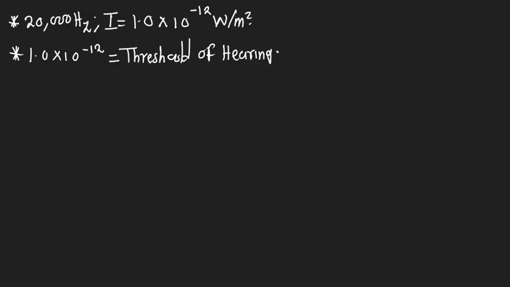It is called the threshold of hearing. Henceforth, if we are to calculate the intensity, of course, from the decibels, we can calculate intensity from there. Let me just use this formula. For now, decibel is equal to 10 log intensity over the intensity initial.